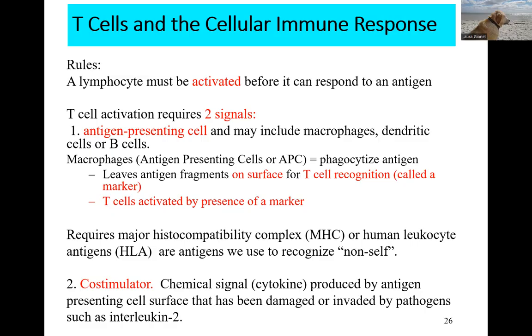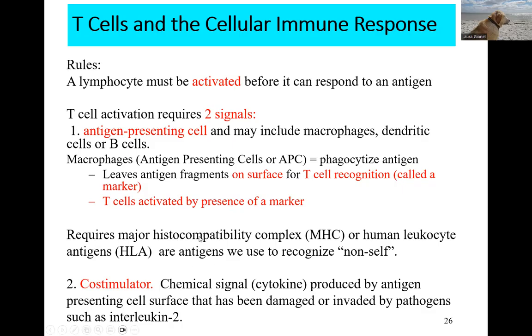So now that is an antigen presenting cell. It presents that antigen to the B lymphocytes and the T lymphocytes. The macrophage becomes an antigen presenting cell, or APC, because it phagocytizes, and that's how it obtained the antigen from the virus that it just ingested. It leaves the antigen fragment on its surface for T cell recognition, called a marker. T cells are activated by the presence of this marker. Again, it's simply another type of MHC complex.